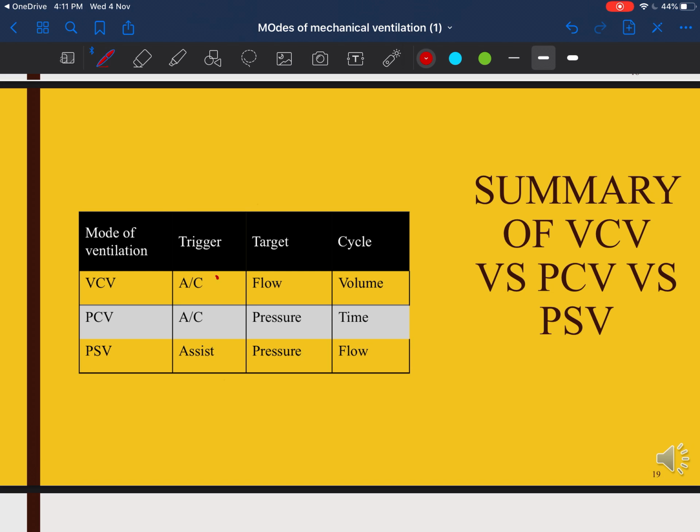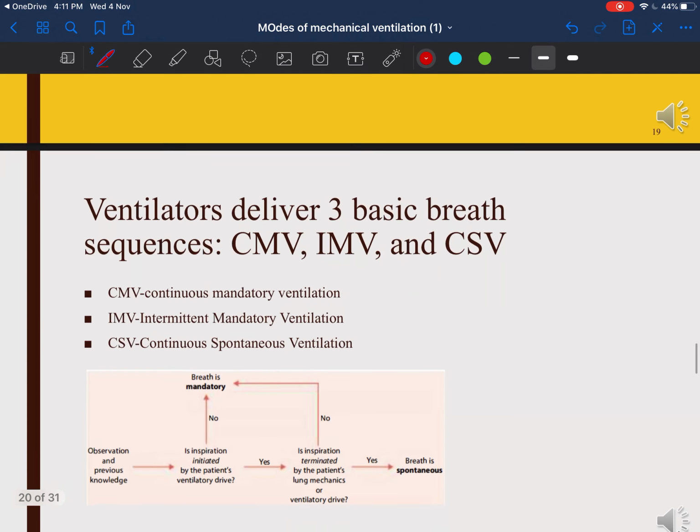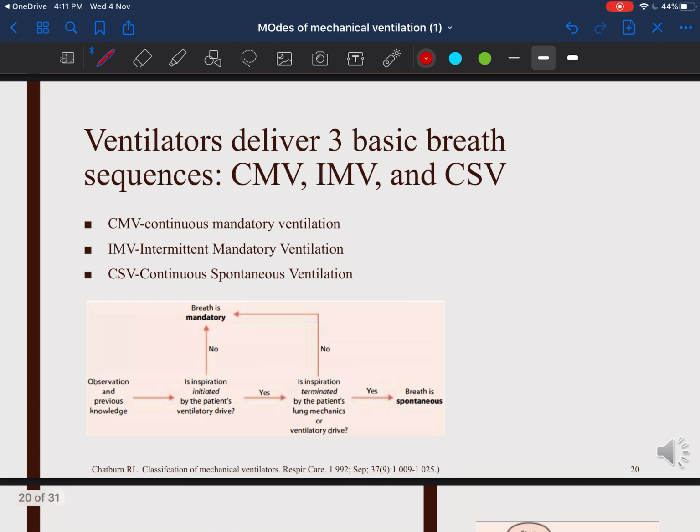In a control mode of ventilation, assist control will be the trigger, whereas pressure support ventilation is where the trigger is only by the patient. The target is pressure in pressure control or pressure support ventilation, and in volume control the target is flow. The method of delivery is flow in volume controlled ventilation. Cycling is done by volume in volume control, time in pressure control, and flow in pressure support ventilation. So this is about control modes.